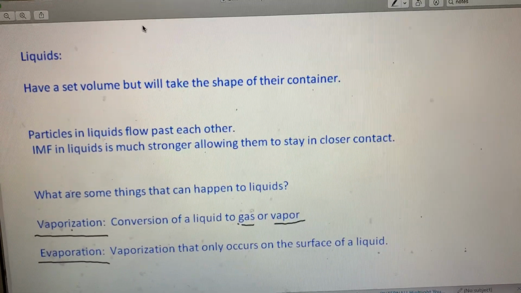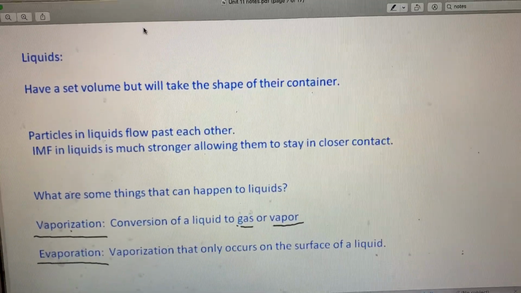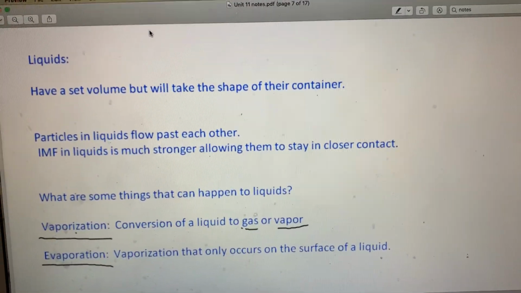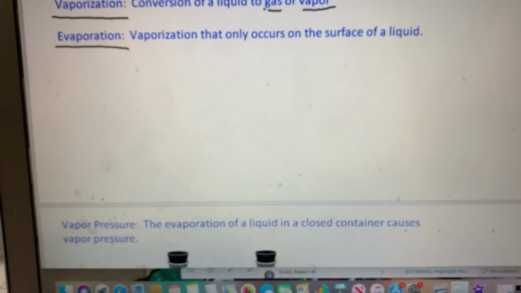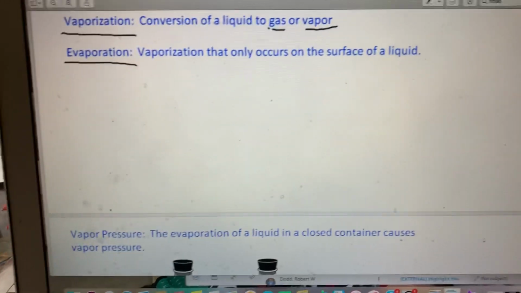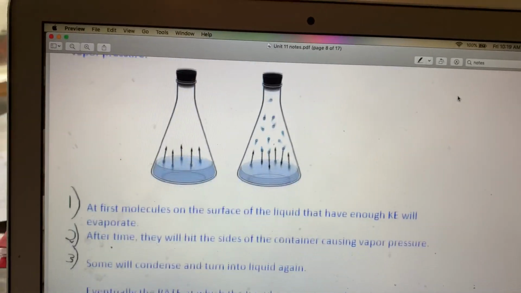All right, evaporation is a type of vaporization, but the important thing to remember with evaporation is that it is only occurring on the surface of the liquid. All right, so moving on, we're going to talk about something that is called vapor pressure, if I can get my computer to move. And I'm not sure why. There we go. All right.